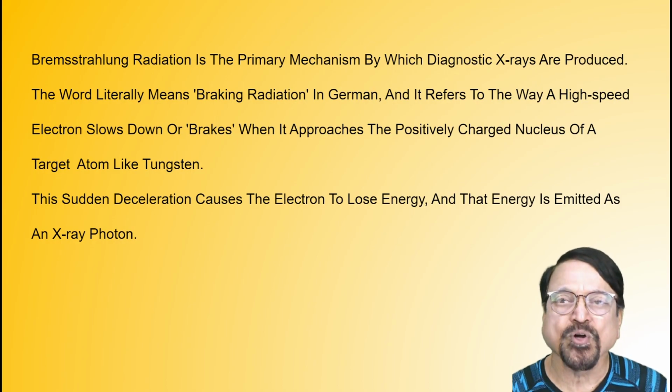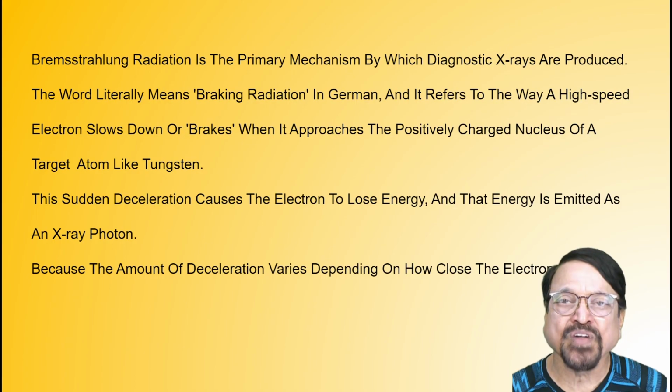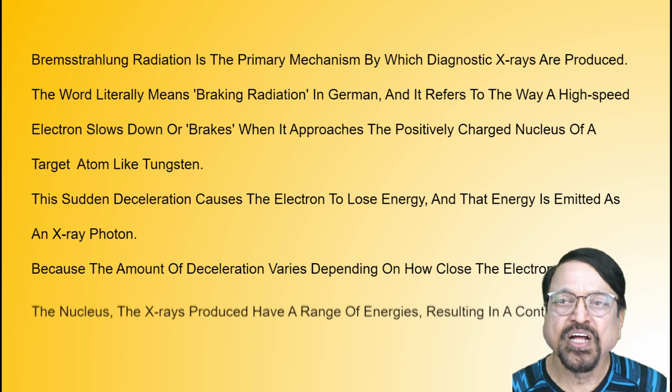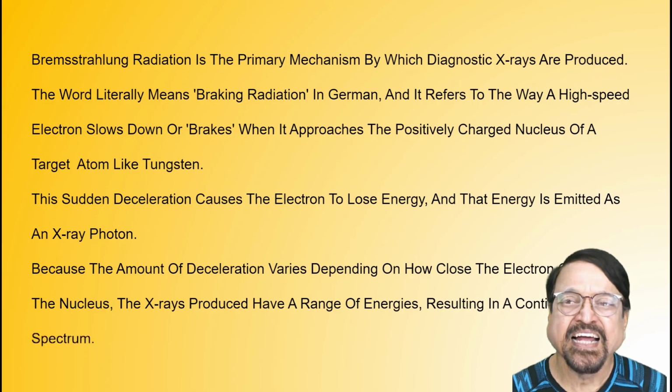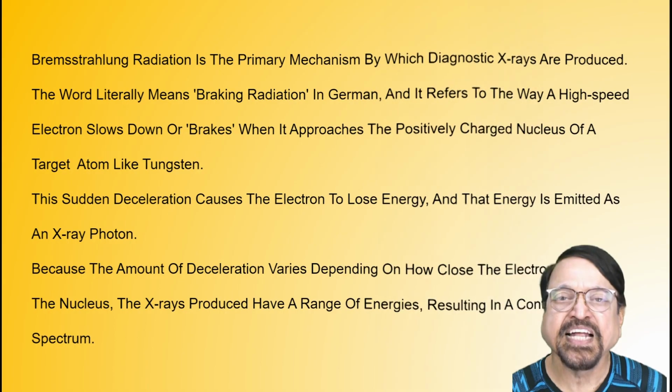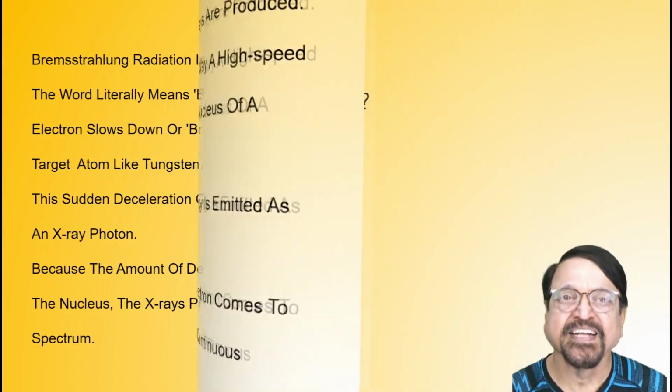Photon is nothing but a packet of energy. Because the amount of deceleration varies depending on how close the electron comes to the nucleus. As you know, the closer to the nucleus, the larger is the energy. So, the amount of deceleration varies depending on how close the electron comes to the nucleus. The X-rays produced have a range of energies, resulting in a continuous spectrum. Now, in a different lecture, we have made this concept also very clear.